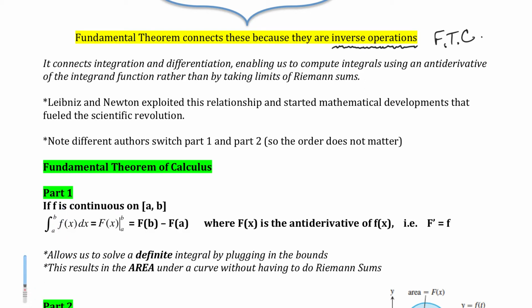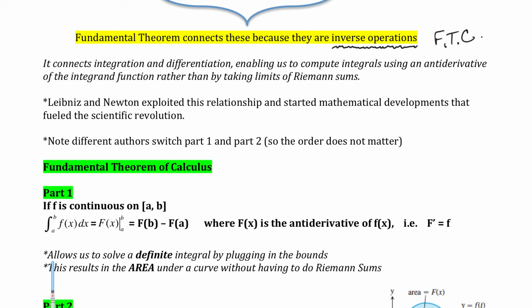A lot of books will flip-flop these parts, so they'll say Part 2 is Part 1 and Part 1 is Part 2. It doesn't matter. There are two parts, so know both. Part 1: if f is continuous on [a, b], so it needs to be continuous on a closed interval, then the integral from a to b of f(x) dx equals capital F(x) from a to b, which is capital F(b) minus capital F(a). So capital F is the antiderivative. In other words, the derivative of the antiderivative is the original function, little f.